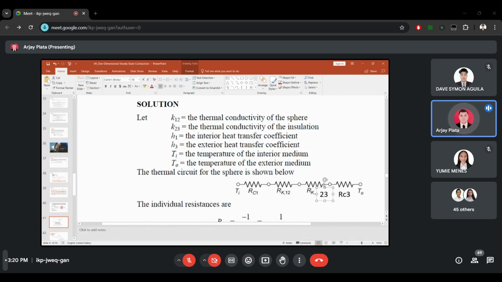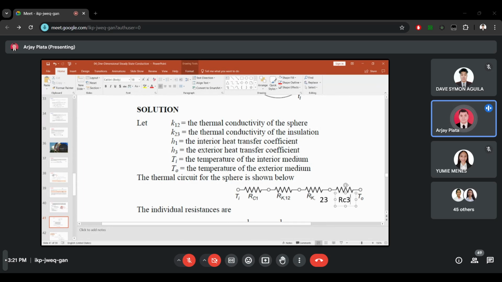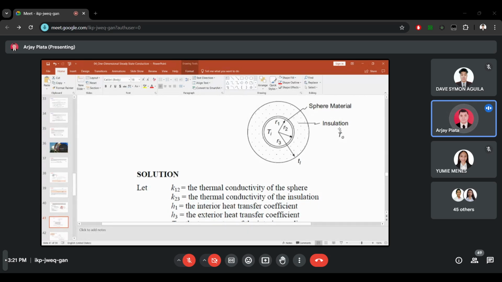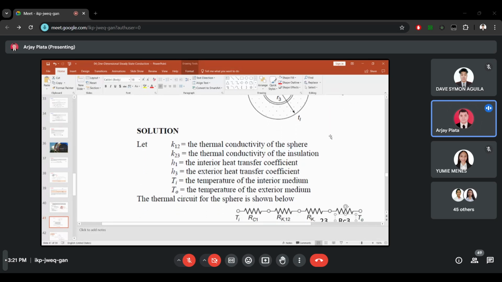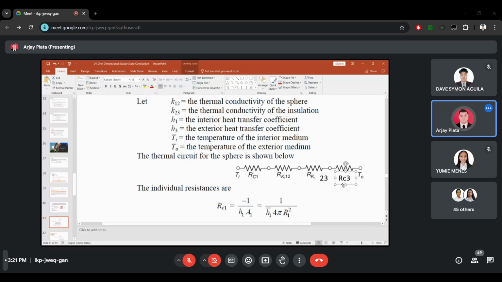Any symbol you can use. It's up to your preference, or your prerogative, to use any symbols or numbering here just to avoid confusion. The next one is the RC3. This is the thermal resistance for convection, for the outside of the sphere. We have air moving here, so that's why we also have a thermal resistance for convection.